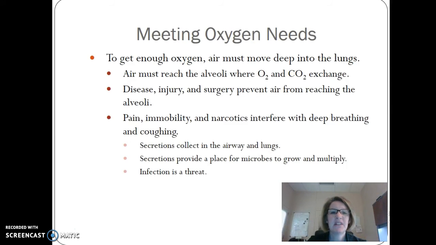Meeting oxygen needs. To get enough oxygen, air must move deep into the lungs. It must reach the alveoli where O2 and CO2 are exchanged. We had said earlier that disease, injury, and surgery prevent air from reaching into the alveoli. Pain, immobility, and narcotics interfere with deep breathing and coughing. Secretions can collect in the airways in the lungs, and they then can provide a place for microbes to grow and multiply. Infection then is a threat. We talked about increased risk for pneumonia.